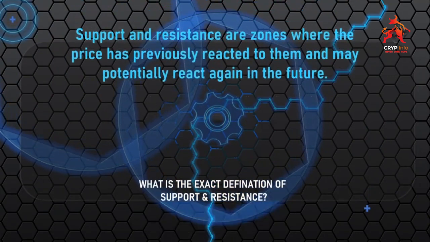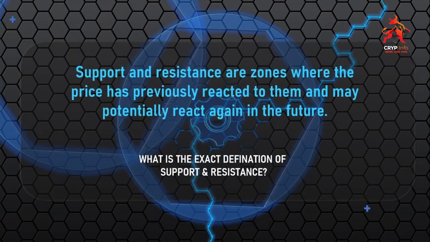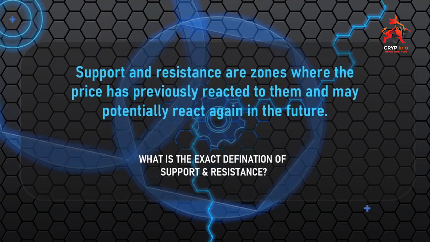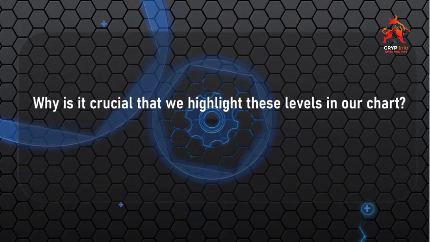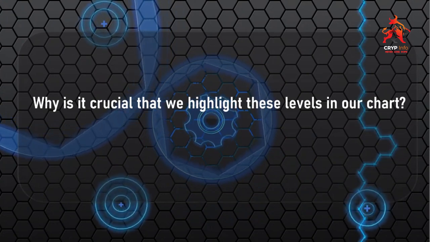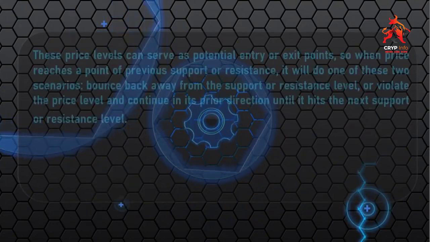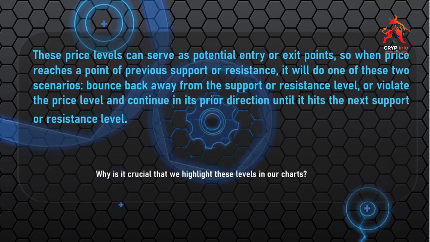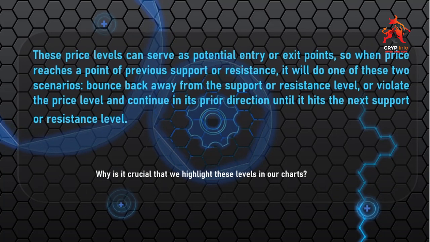Support and resistance are zones where the price has previously reacted to them and may potentially react again in the future. Now, why is it crucial that we identify these levels in our charts? We highlight these important levels in our charts because these levels can serve as potential entry or exit points.